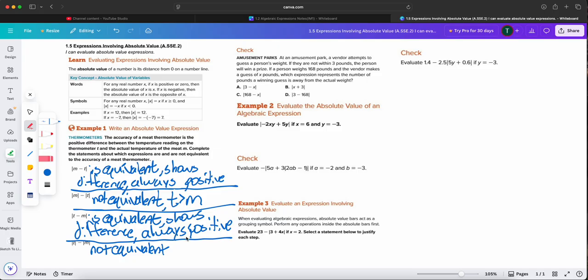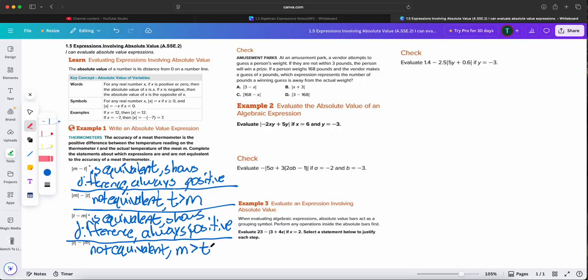And the reasoning is because it's going to be negative when our M is bigger than T. So the first and third were always positive, but then the second and fourth ended up being negative, depending on which one was bigger. So here we have check amusement parks.